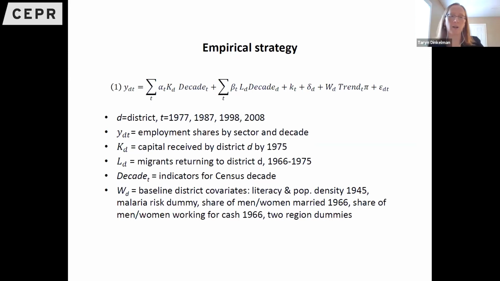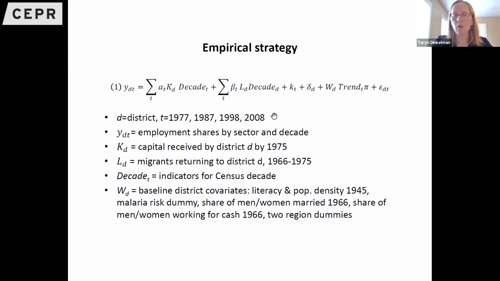Okay, so on the empirical strategy side, our setup is pretty straightforward. We're going to be looking at employment in different sectors, different types of jobs. That's our outcome. We're measuring everything at the local labor market level, at the district level. We're going to have 4 census years of information. We're going to look at how districts that received different amounts of money by 1975 changed in the subsequent decades. And importantly, we're going to control for migrants.